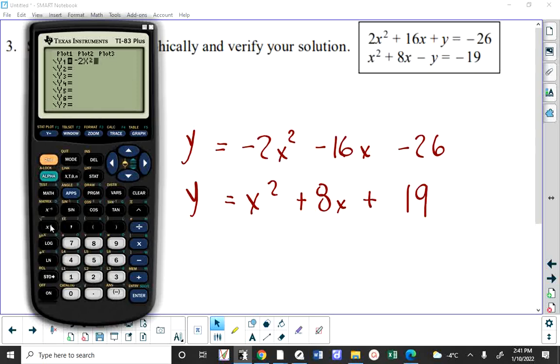Negative 2x squared minus 16x minus 26. X squared plus 8x plus 19. Double check everything. Zoom 6. Again, you can see the points of intersection. Negative 3 comma 4.